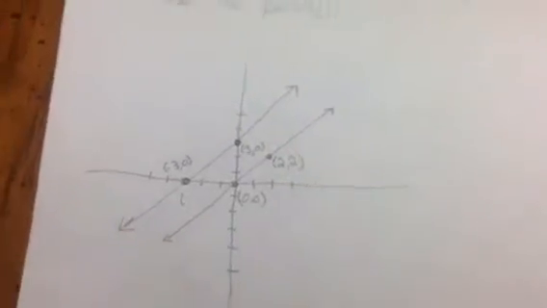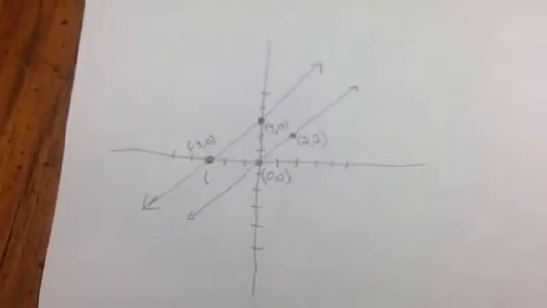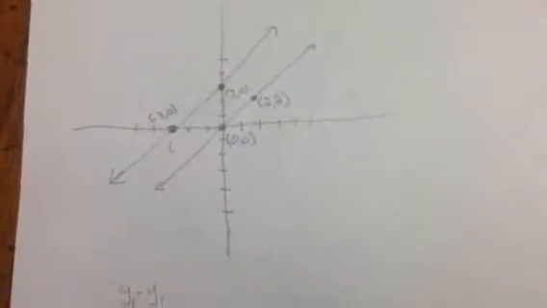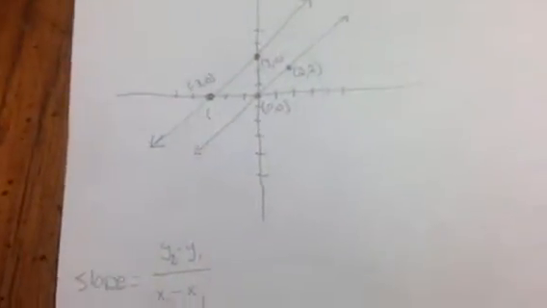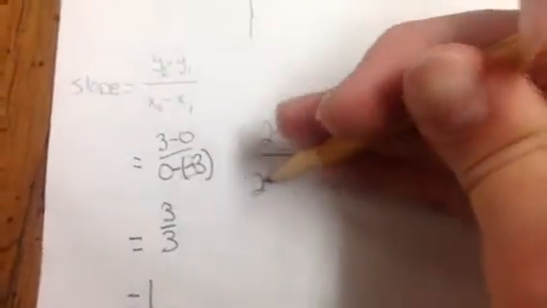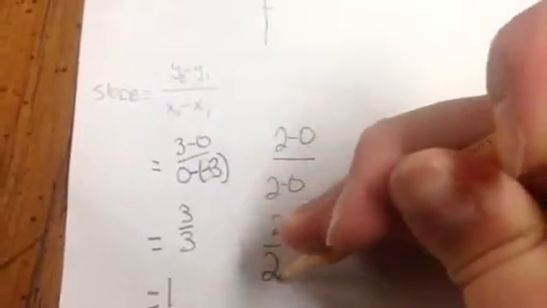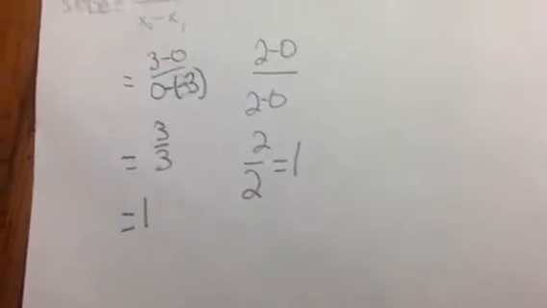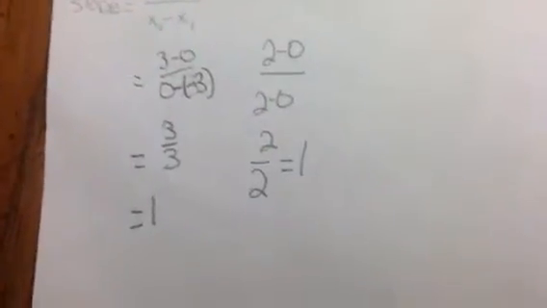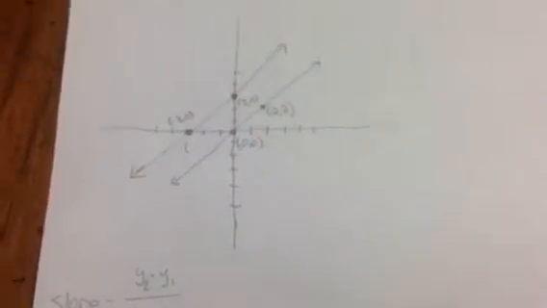Now we need to find the slope of the bottom line. So on the bottom line, y2 is 2 and y1 is 0. So on the top we have 2 minus 0. Now x2 is 2 and x1 is 0. So on the bottom we also have 2 minus 0. And this simplifies to 2 over 2, which is equal to 1. As you can see, both of these lines have a slope of 1. Therefore, they are parallel lines, because when lines have the same slope, that means they are parallel. So these lines could go on and on forever and never touch. So that is an application that you can do with slope.